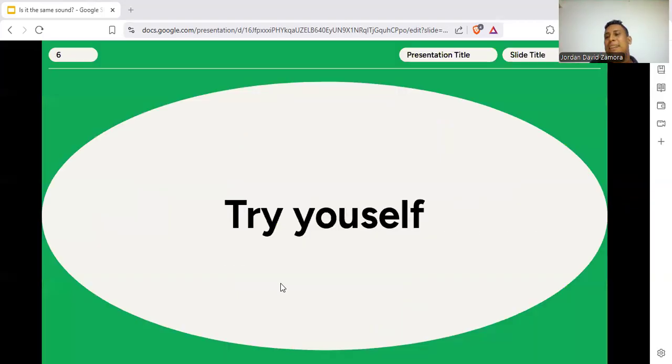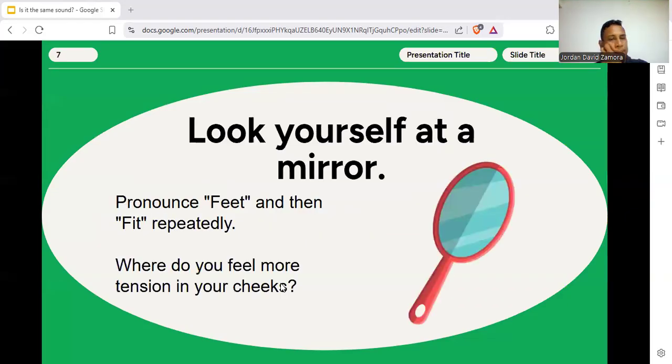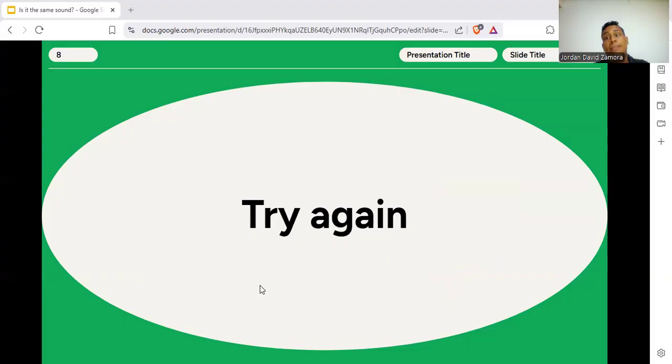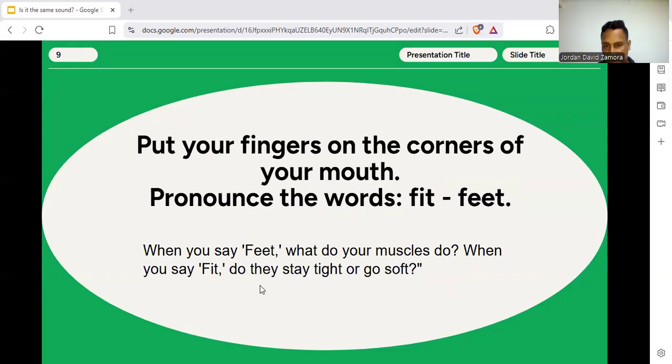Now, I'm going to ask them to try this extra activity themselves. In this case, they're going to look at themselves in the mirror and pronounce two of the words, in this case feed and fit. And I'm going to ask them where they feel more tension, pronouncing the first or the second one. That's something that can help them to differentiate the pronunciation of the sound.